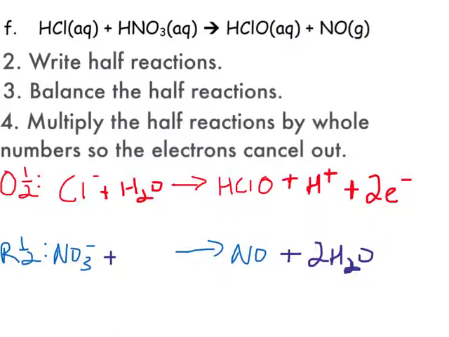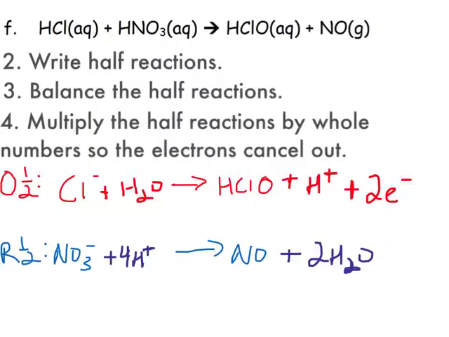Well, I'm going to go ahead and add 4H plus to this side. Why? Because I have 4 hydrogens here and none over here. I need to balance that out. Can I add H pluses to this side? Of course I can, because I've got these 2 acids that were in the original equation.